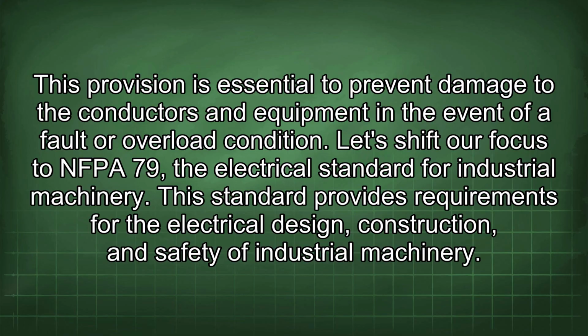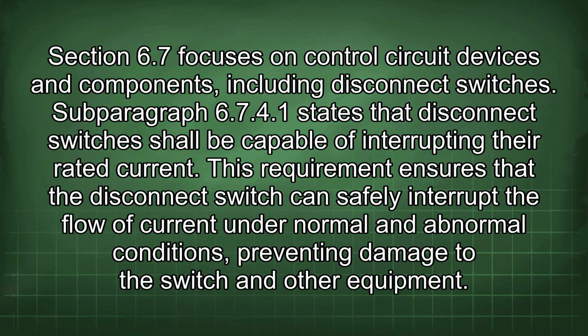Let's shift our focus to NFPA 79, the electrical standard for industrial machinery. This standard provides requirements for the electrical design, construction, and safety of industrial machinery. Section 6.7 focuses on control circuit devices and components, including disconnect switches. Subparagraph 6.74.1 states that disconnect switches shall be capable of interrupting their rated current. This requirement ensures that the disconnect switch can safely interrupt the flow of current under normal and abnormal conditions, preventing damage to the switch and other equipment.